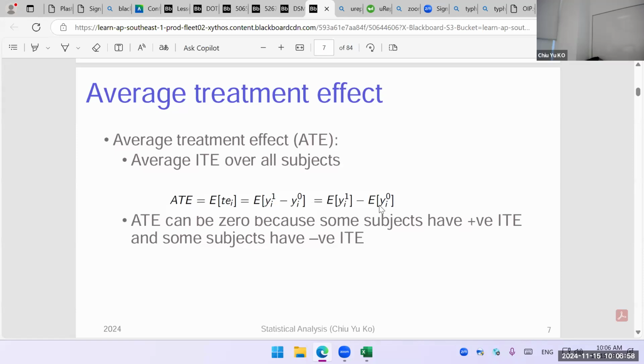And do note that this can be zero, because different people can have different treatment effects. Some people can be negative, some people can be positive, like medicine, right? Some people may be allergic to that drug, and taking the drug actually makes them worse off, okay? So it can be zero, right? So that is something there.